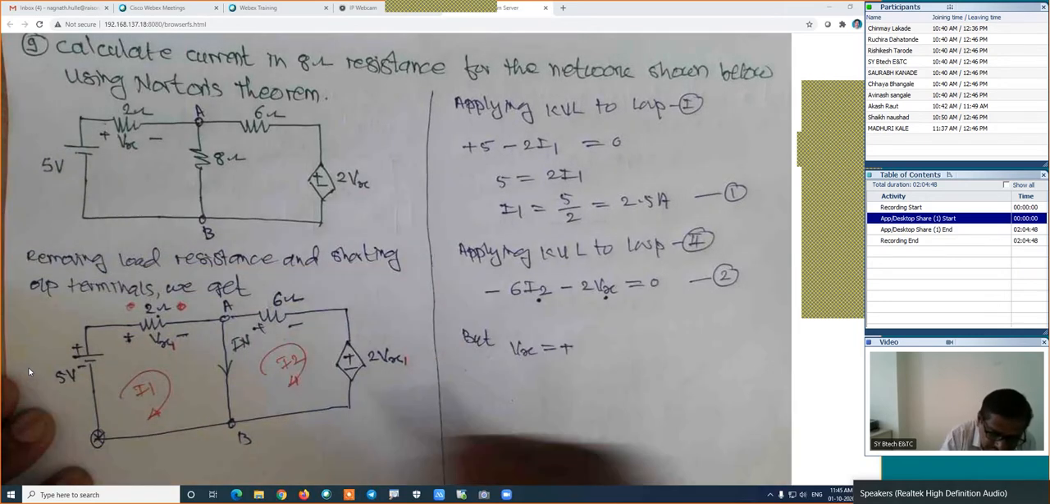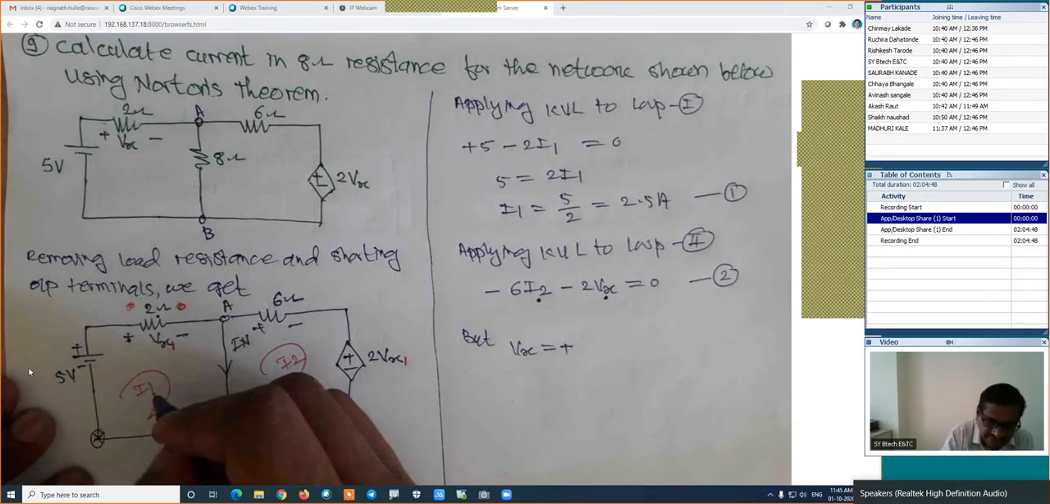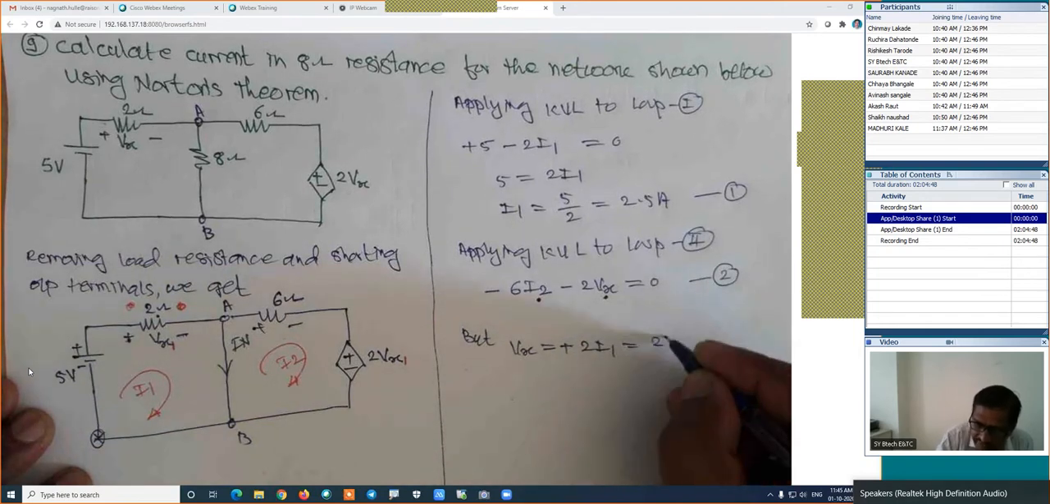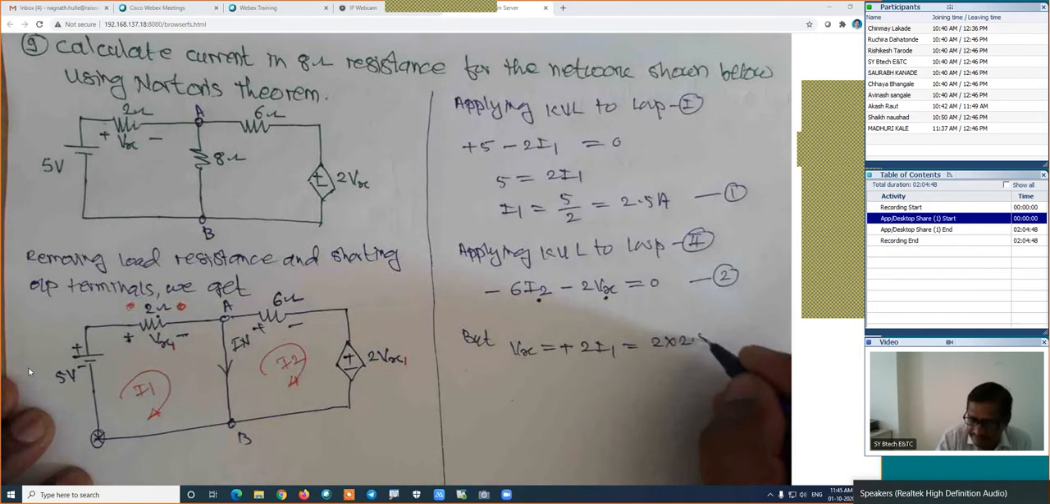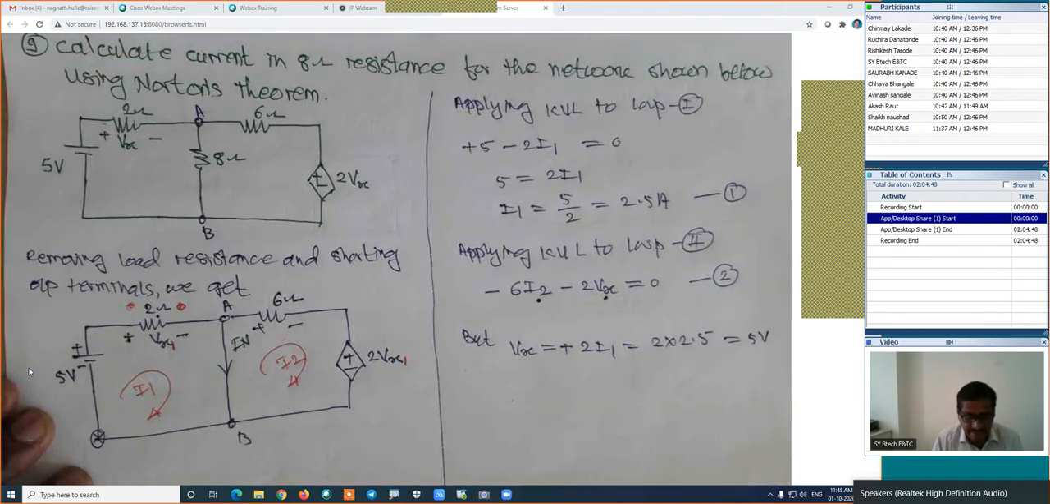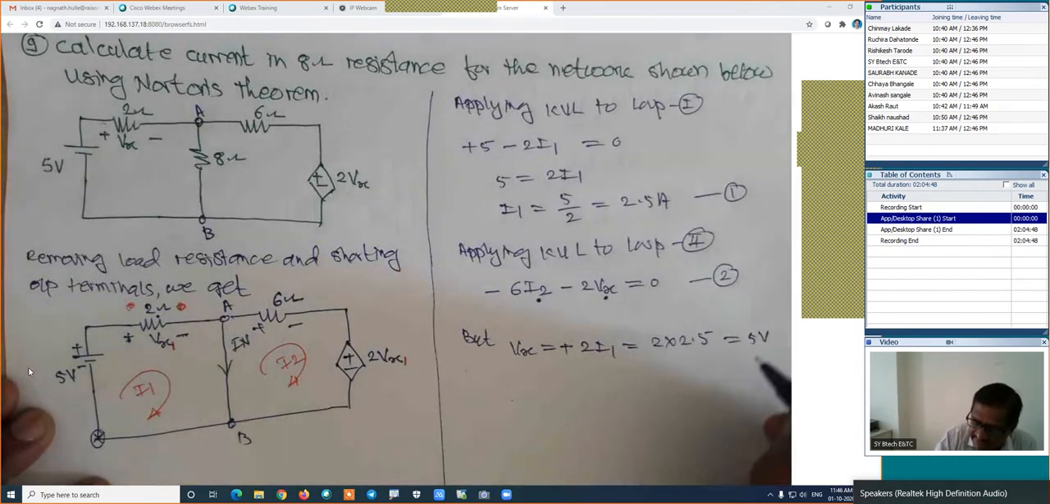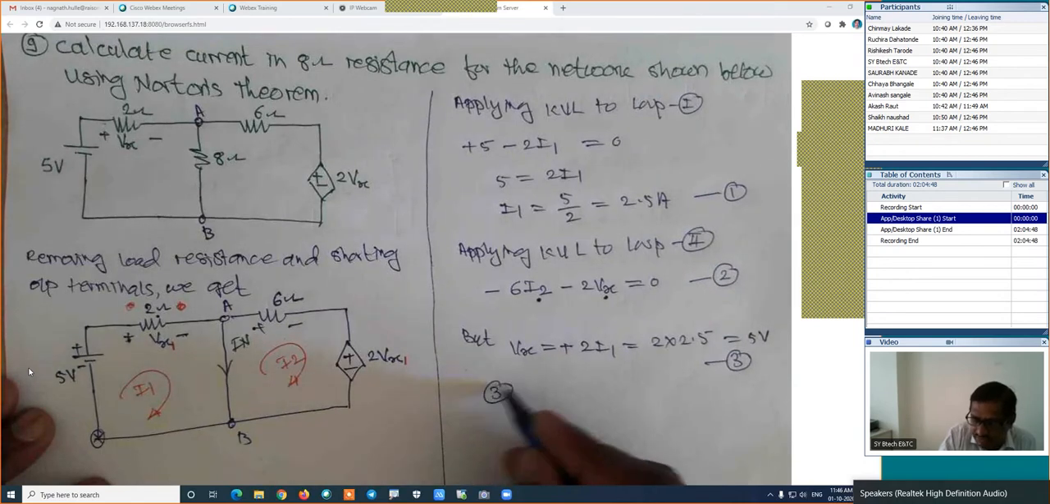How much is the voltage across this? 2 into its current, 2 into I1, and I1 is 2.5, which is 5 volts. That is the value of Vx. Is it right? If we know Vx, then we can simplify this equation. I will name it equation number 3.